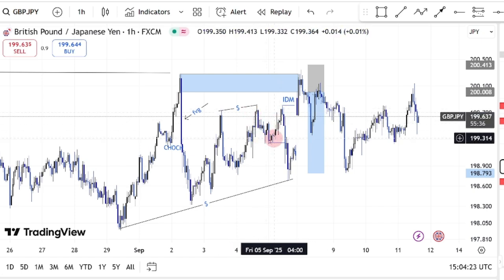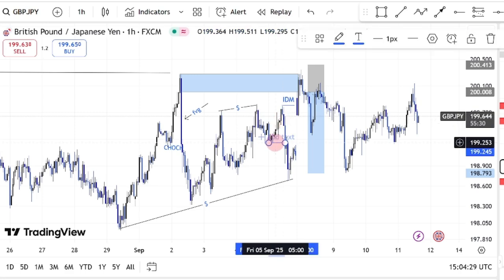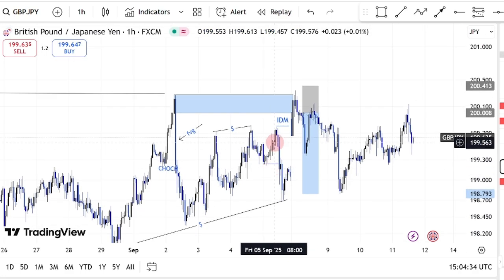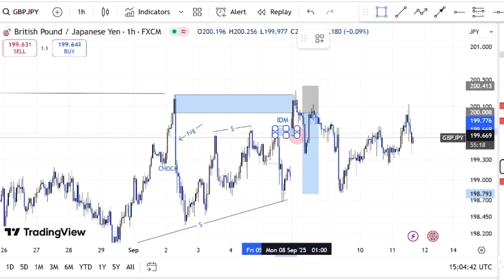Market pulled down at this point, gave us this low, pulled up, it didn't tap into our zone, gave us a change of character at this point. The market gave us a change of character, pulled down, and if you look closely at this point, you will see we have a zone. Look at this point.